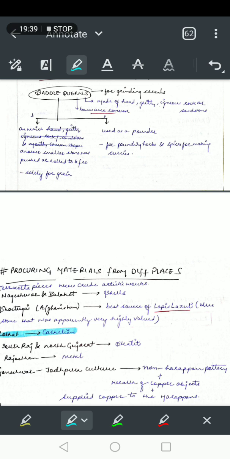First, on the convex saddle quern there is another smaller stone which was pushed and rolled to and fro. This was used only for grain. They were also used as a pounder for grinding the herbs and spices for making the curries.